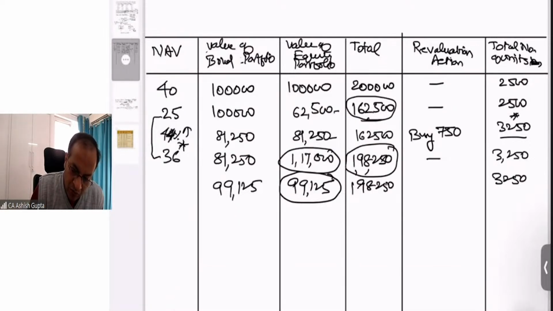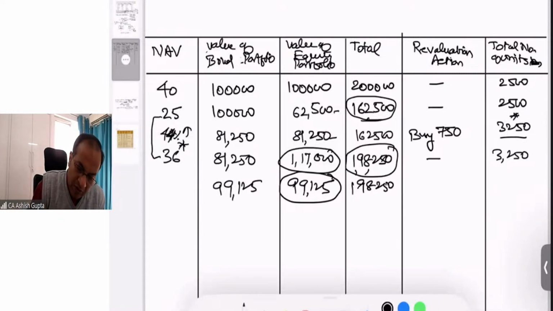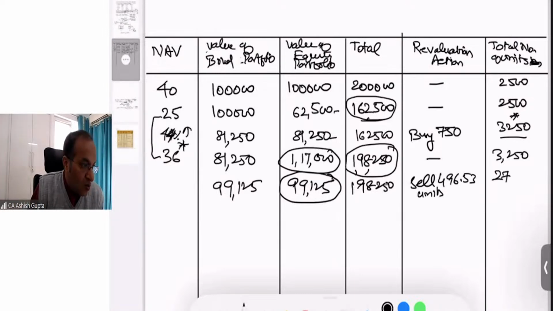Okay, so one second, I just erase it. Okay, now I sell 496.53 units. Clear? So the balance units left will be 2753.47.